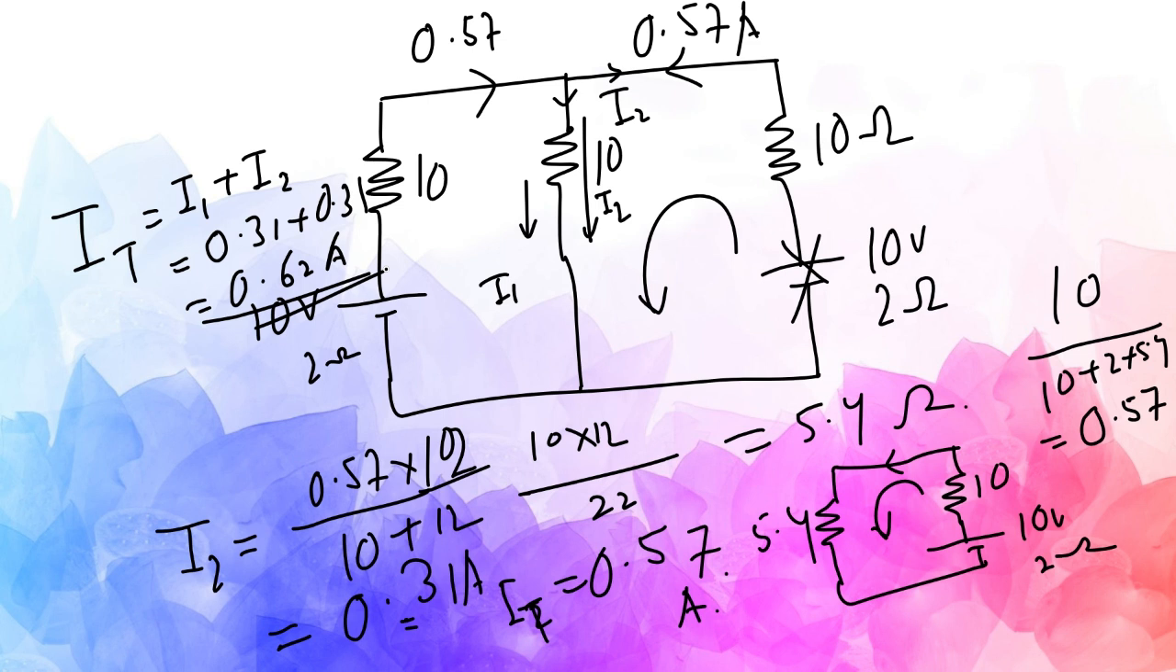So this is how we can find the current of any branch in a circuit where there are multiple voltage or current sources available.